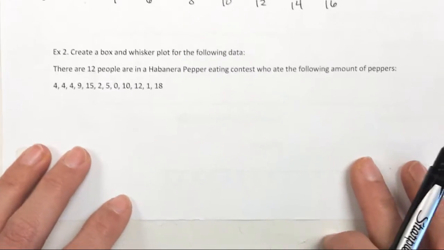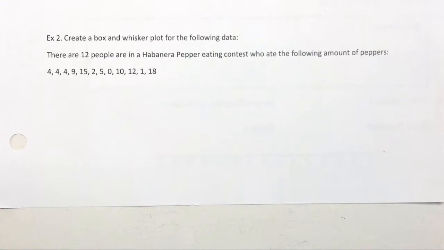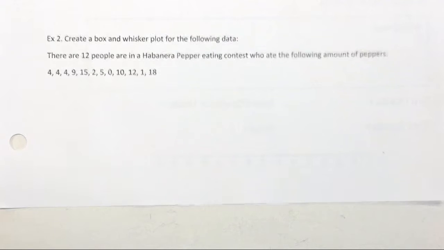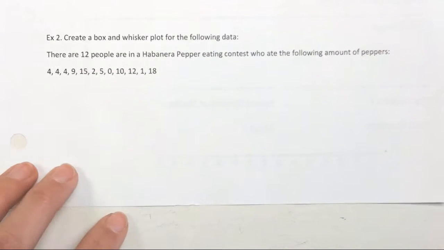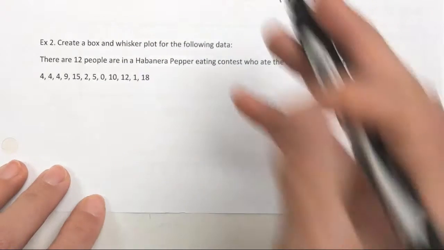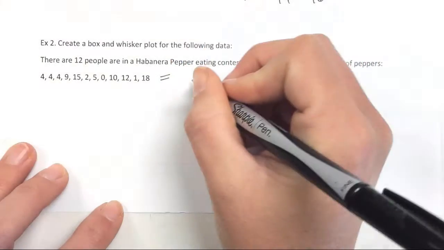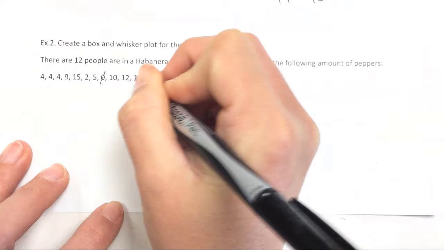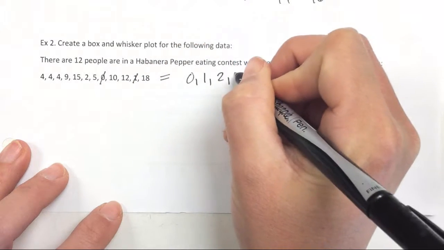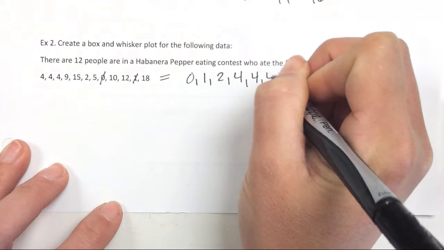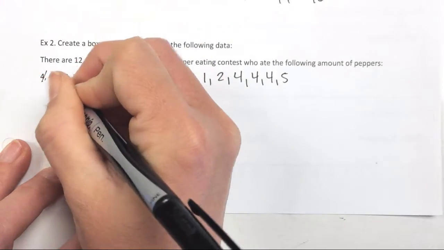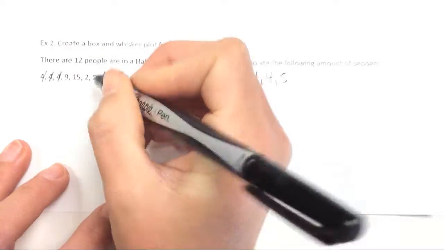So first of all, it says 12 people are in a habanero pepper eating contest. Who ate the following amount of peppers? First thing we'll need to do is do what? Put them in order. So tell me what the order will be. 0, 1, 2, 4, 4, 4, 5, 9, 10, 12, 15. Good. Go ahead and do that on your paper.